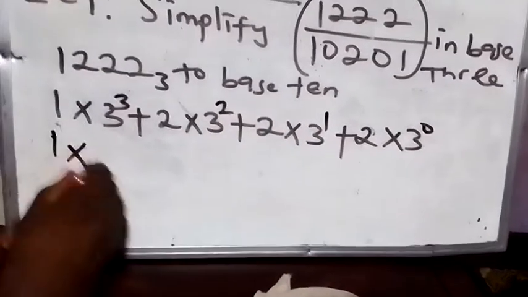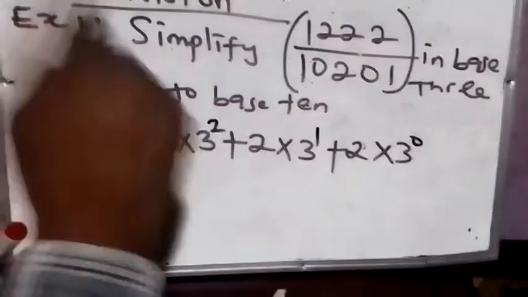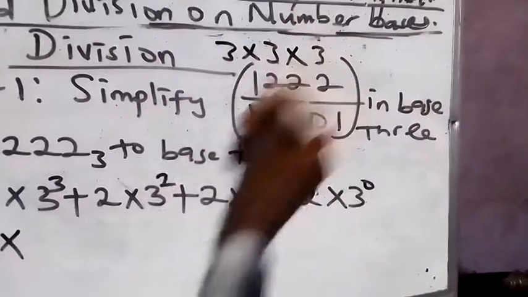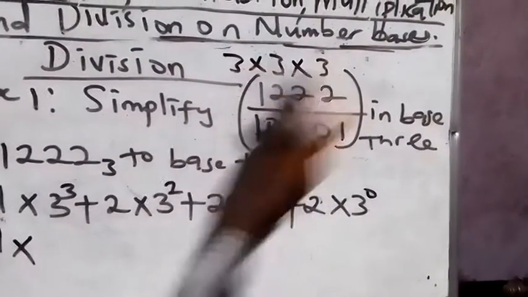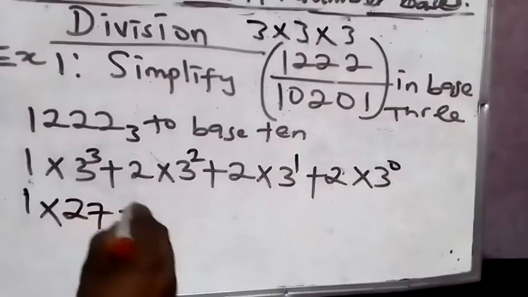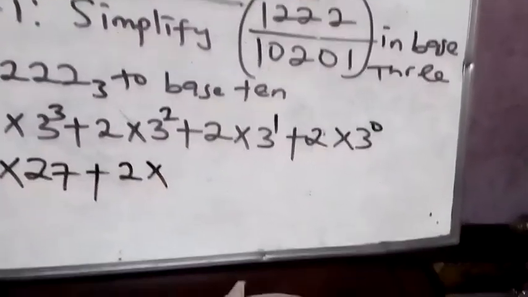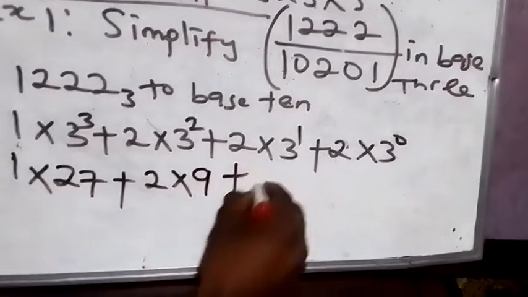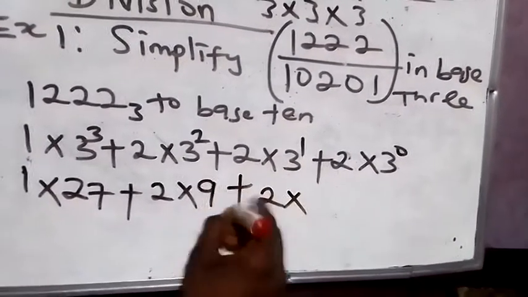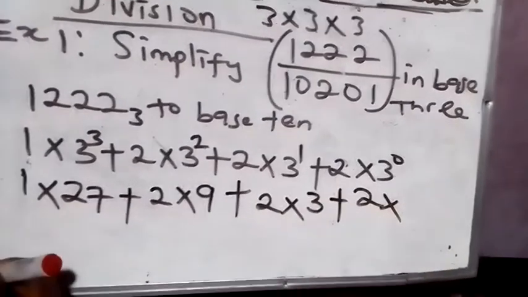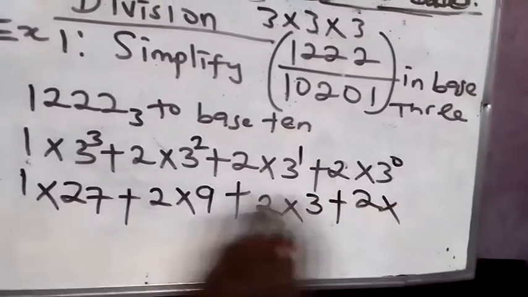1 times 3 raised to power 3, that is 27. 3 times 3 times 3, that is 3 raised to power 3. 3 times 3, 9. 9 times 3, 27. Plus 2 times 3 raised to power 2, that is 3 times 3, that's 9. Plus 2 times 3 raised to power 1, that is 3. Plus 2 times 3 raised to power 0, that's 1. Any number raised to power 0 is 1.